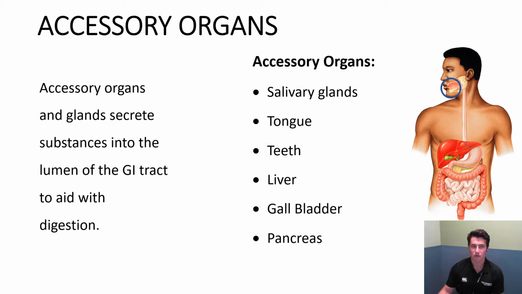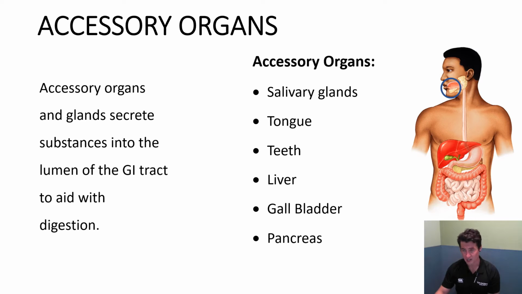We also have a whole lot of accessory organs. If you think about any kind of accessory to anything, it means something that assists the main structure or complements something else. So these organs are glands which secrete substances into the lumen of the GI tract. Lumen is a technical word for the round space of a tube. So you have a lumen inside blood vessels, lymphatic vessels, and the lumen of your digestive tract. And these secretions aid digestion.